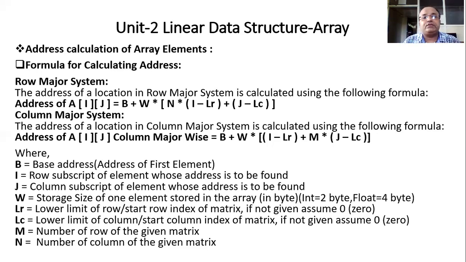But you have to keep this formula in mind. Based on that formula, you can calculate the address, either row wise or column wise. Only a minor difference is there. If you observe these two, here in row major we are multiplying this term with the number of columns, that is N. And in case of column major, here we are multiplying with the number of rows. See, only one difference is there.